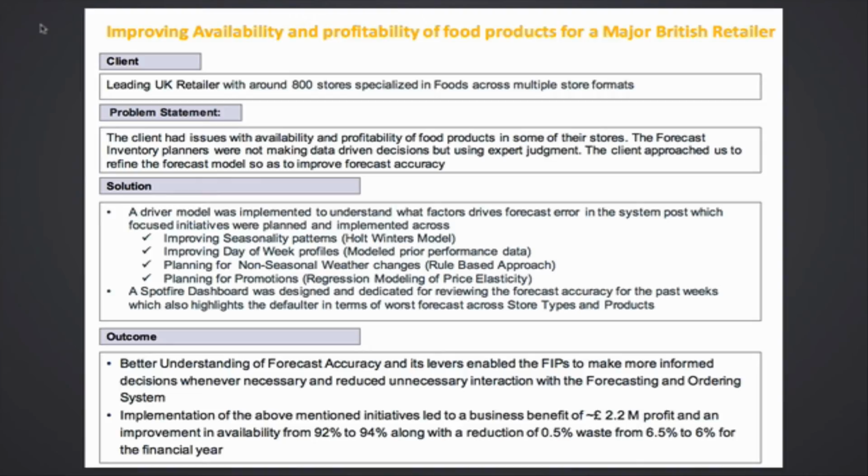Thus, by following a multi-tiered approach spanning people and platform to enable better decision making, forecast accuracy was improved in this British retailer's system. Better understanding of the forecast accuracy and its levers enables the FIPs to make more informed decisions whenever necessary and reduce unnecessary interaction with the forecasting and ordering system.